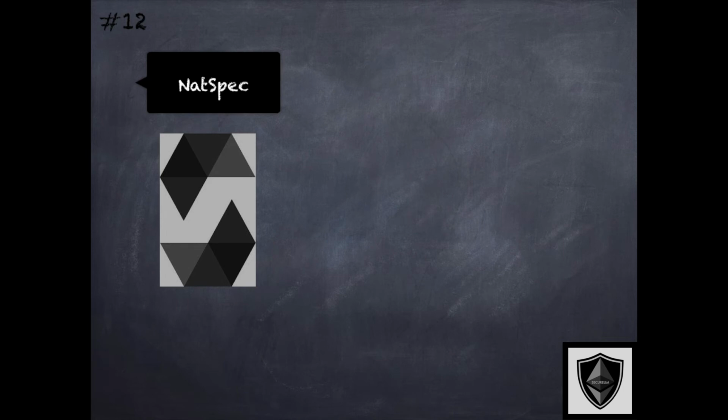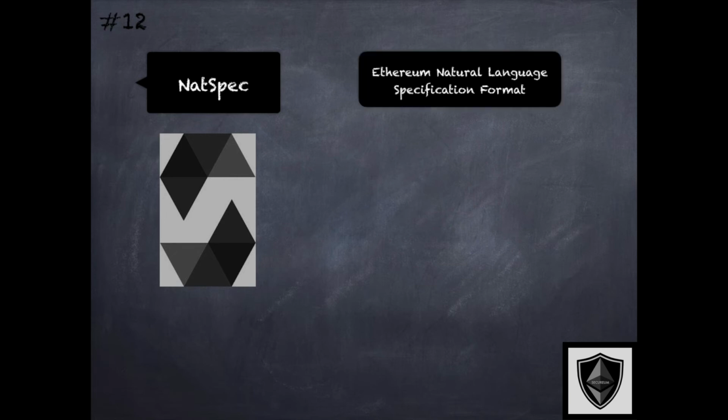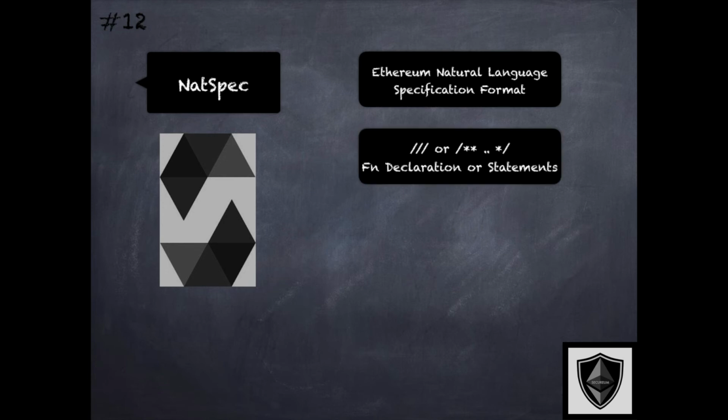Solidity also supports a special type of comment called NatSpec, which stands for Ethereum Natural Language Specification Format. These are specialized comments that are again specific to Solidity, specific to Ethereum in this case. They are written with a triple slash or a double asterisk block directly above the function declaration or statements that are relevant to the NatSpec comments.